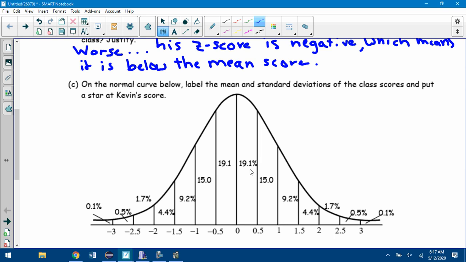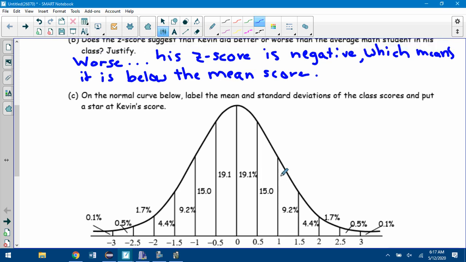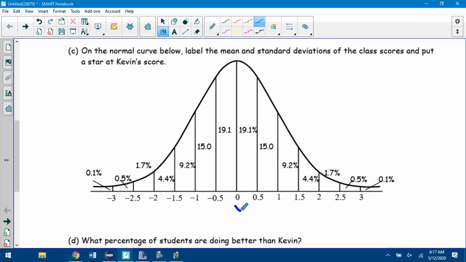Part C, on the normal curve below, label the mean and standard deviations of the class scores and put a star at Kevin's score. Okay, so where does the mean always fall on a normal curve? It falls at 0. So the mean would be here. And that would be 91.